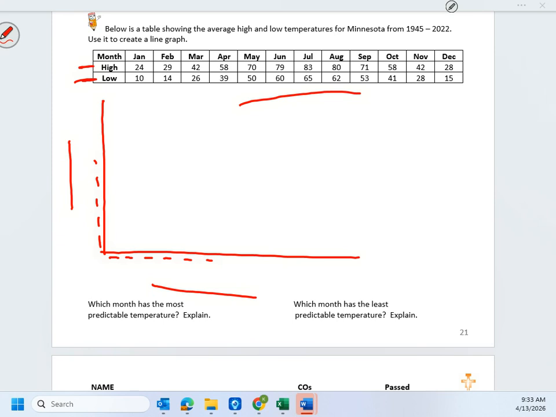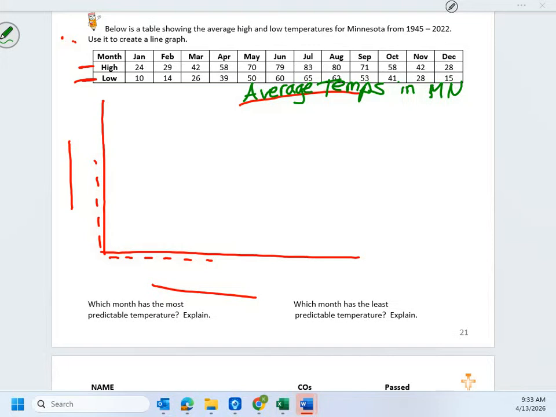So, knowing what the directions say these numbers and months are all about, what do you think would be a good title for this graph? Rhoda? Average lows and average highs. So instead of spelling it out with lows and highs, I would just say average temps. Okay. We're going to be looking at those average temps in Minnesota. Not the whole United States, because Florida's going to have very different average temps than what Minnesota has.